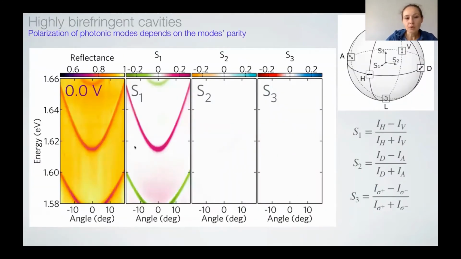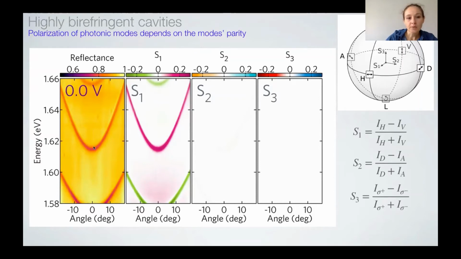I would like to show you exactly how the polarization splitting of the mode looks. So I will have a movie again, the same results here. This is the reflectivity from our structure, and you will now see the polarization components: S1, which means the H and V polarization, S2, which is diagonal and anti-diagonal, and S3, which is the degree of circular polarization of the mode.